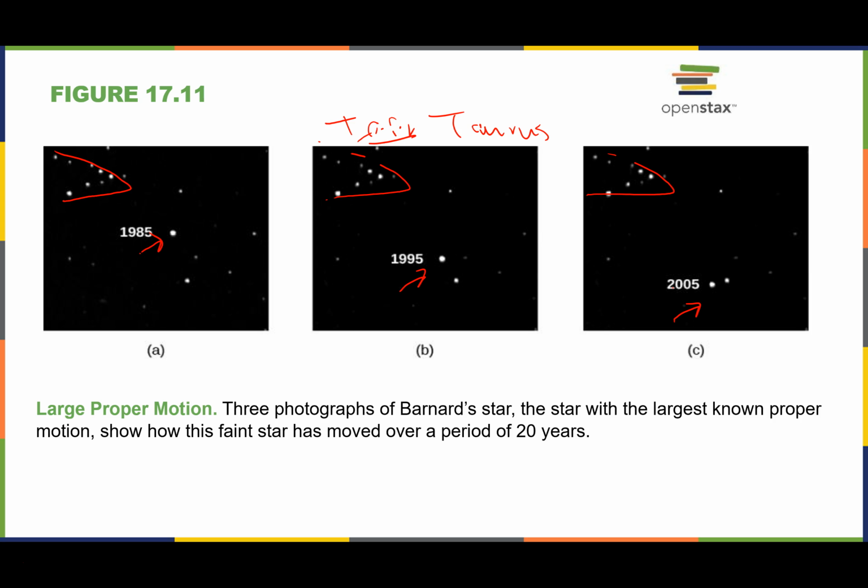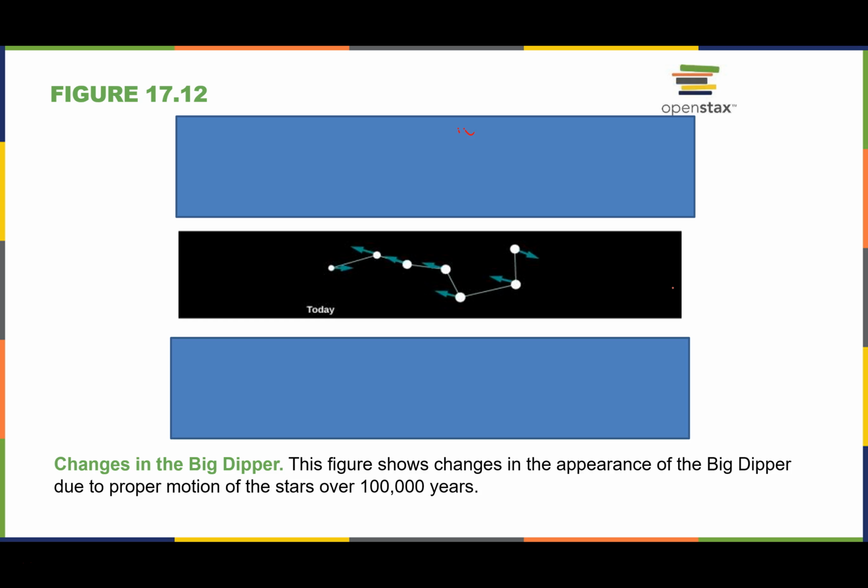In a minute I've got a slide to remind you how that works. You can only see it moving like this if it's moving side to side, but also it has to be relatively close. If it's a star way out there, moving like that, I can't detect it. So the closer the star is, the better chance we have of seeing its proper motion.